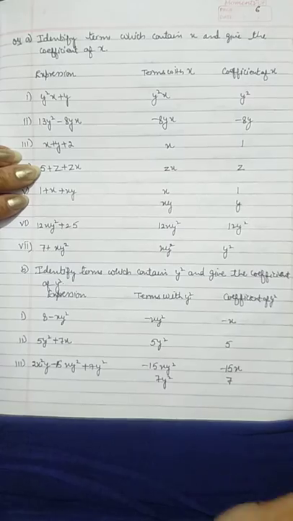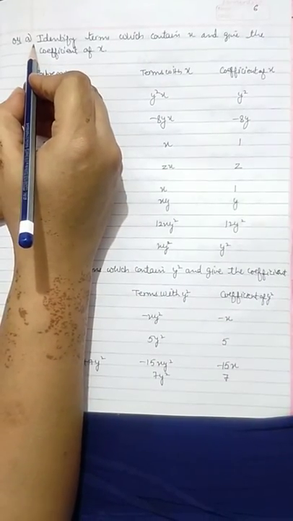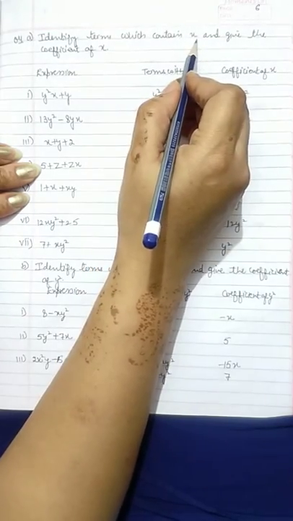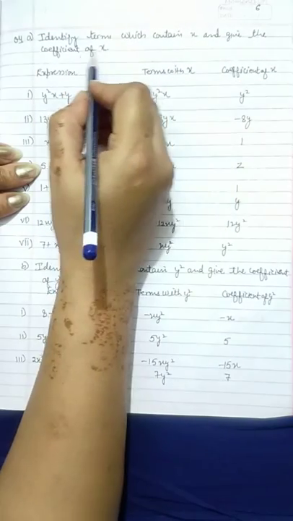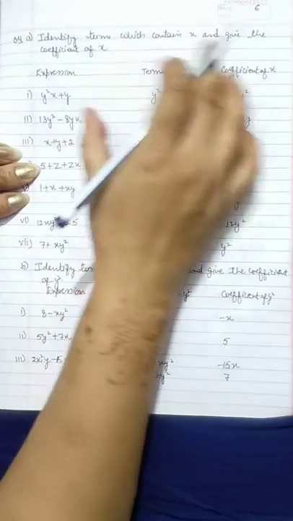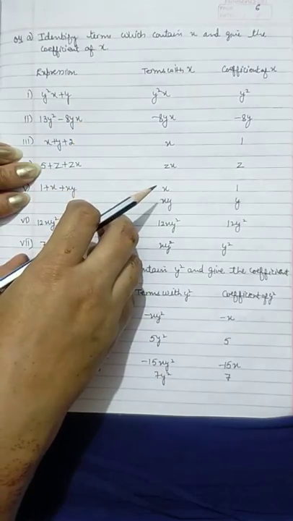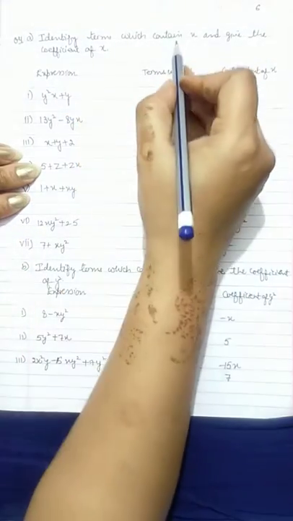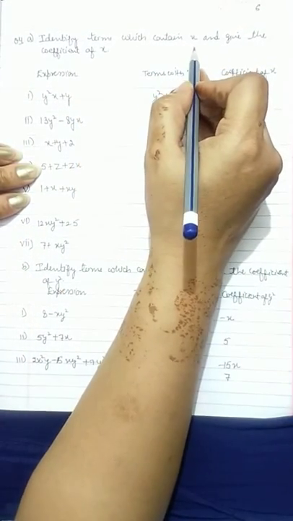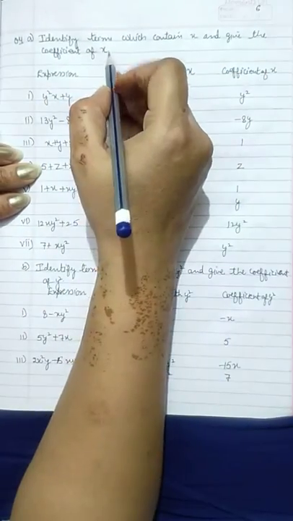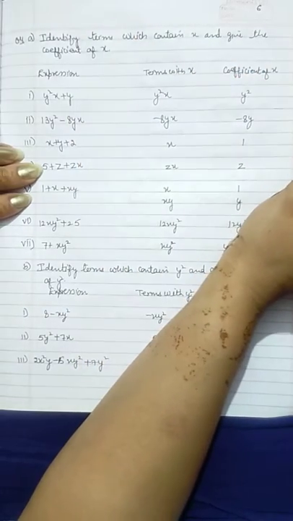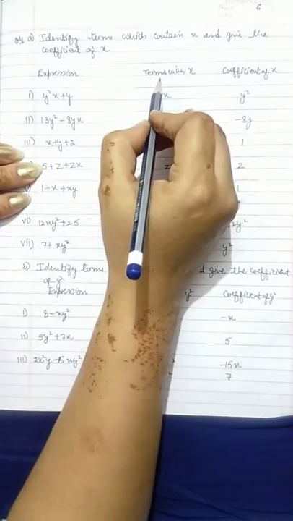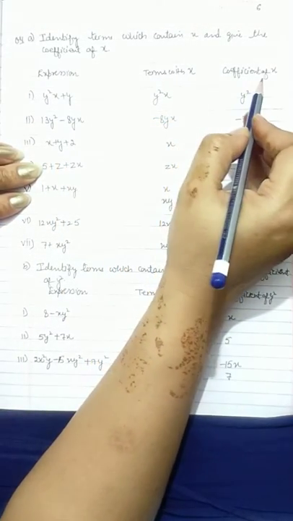Now in the next question, question number 4, A part, what are they saying? Identify terms which contain x and give the coefficient of x. In this sum we are having expressions, some having x and some not, but we will take only those terms which contain x and write the coefficient of x. So let's start this sum now. First we'll write the expression, then the terms with x and the coefficient of x.